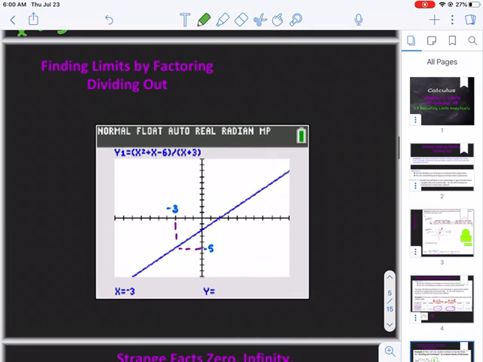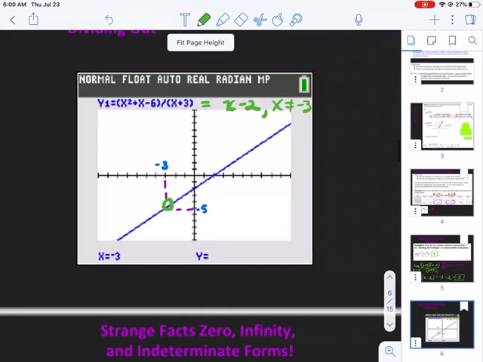You can kind of see that I have the graph here. It simplifies, remember, to x minus 2, except that x cannot be -3. So we have a hole in the graph at (-3, -5). So remember, we called that removable discontinuity, point discontinuity as well.